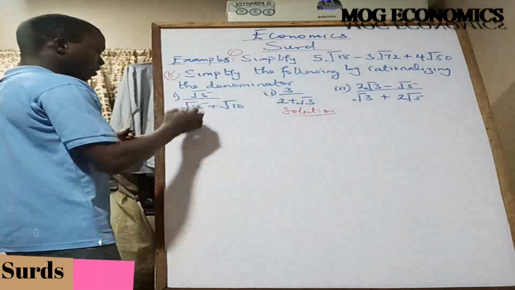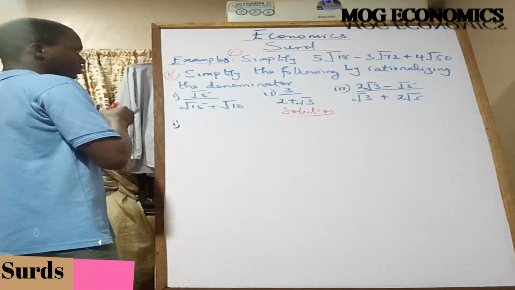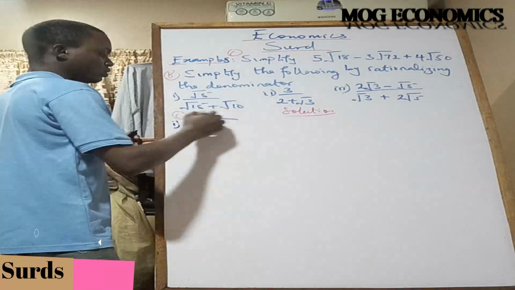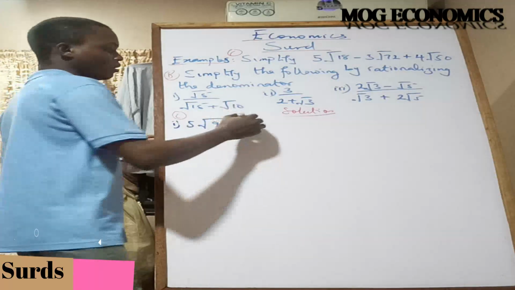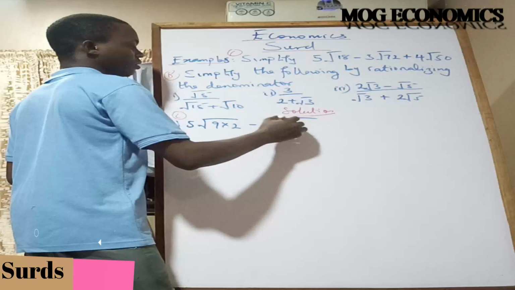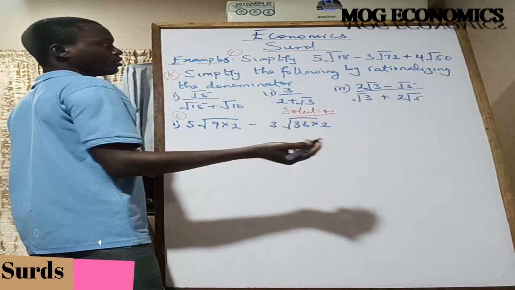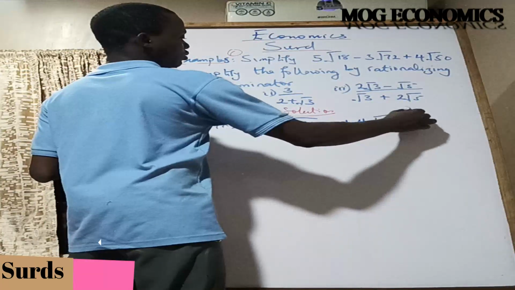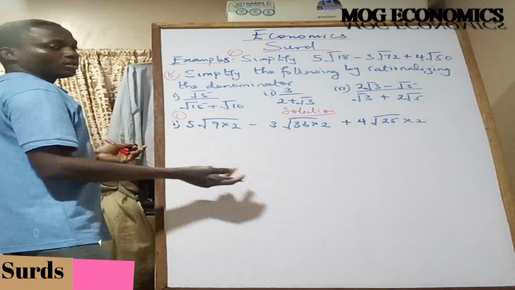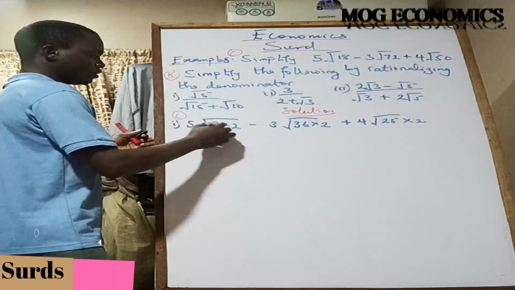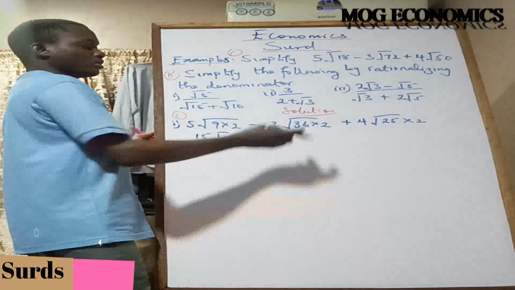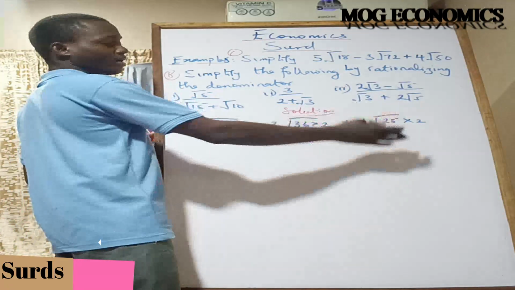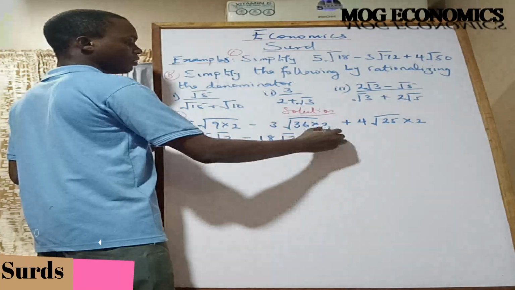Now 5 root 18, which is under example C, can be expressed as 5 root 9 times 2, right? Minus 3 root 36 times 2. 36 times 2 gives us 72. Then plus 4 root 25 times 2. All right, so root 9 is 3. 3 times 5 is 15. So we have 15 root 2 minus root 36 is 6. 6 times 3 is 18, so 18 root 2. Then plus root 25 is 5. 5 times the 4 that's already here is 20. So we are left with 20 root 2.